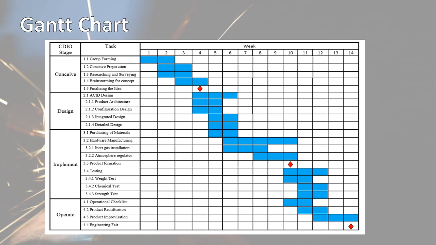Next, we come to the Gantt chart. The Gantt chart tells you what will happen in these 14 weeks. The first part, conceive, will take 4 weeks to complete. Next, the design part will take us 2 weeks to complete. The implement part will take us from week 10 to week 12 to complete. And the last part, the operate part, will take us from week 10 to week 14 to apply it.